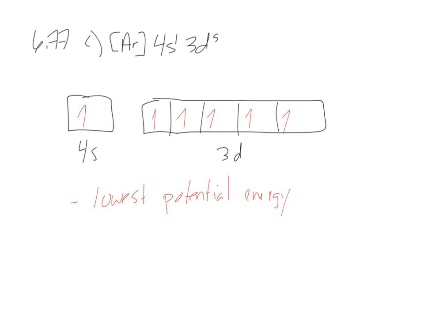So it forms a lowest potential energy arrangement, which ends up being one electron in the 4s sublevel, and then one each in the 3d sublevel. A half-filled sublevel is more stable than a full sublevel and a partial one. If the 4s sublevel were filled up with 4s2 and then 3d4, that creates an unstable, higher potential energy arrangement than 4s1 3d5.